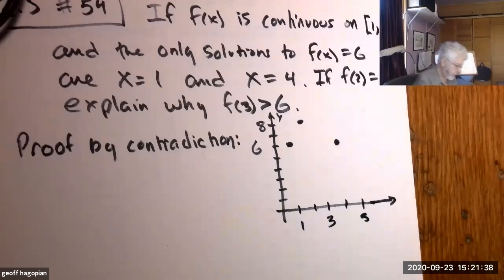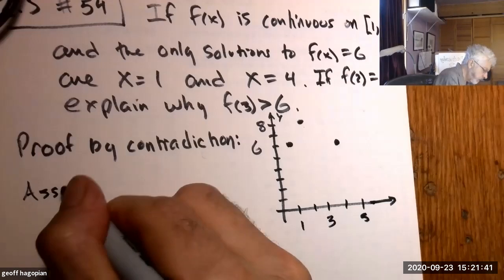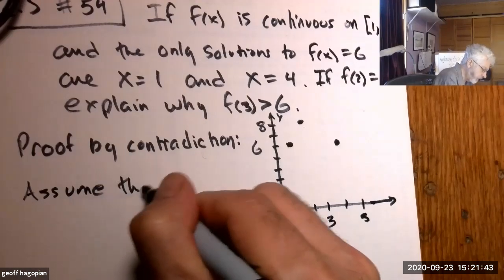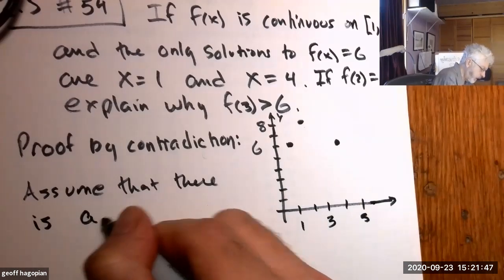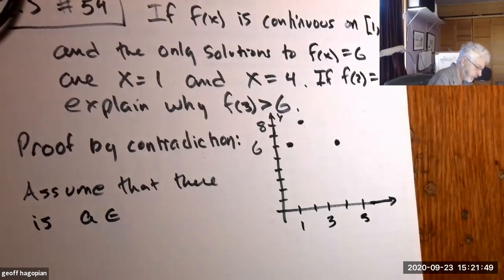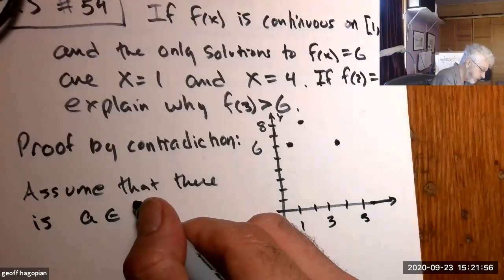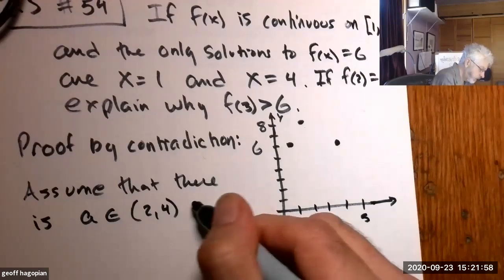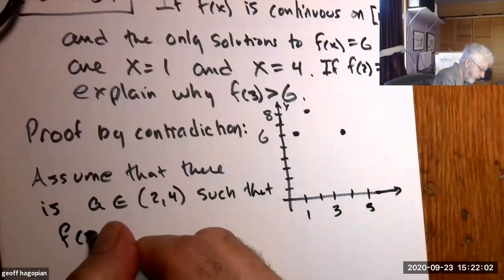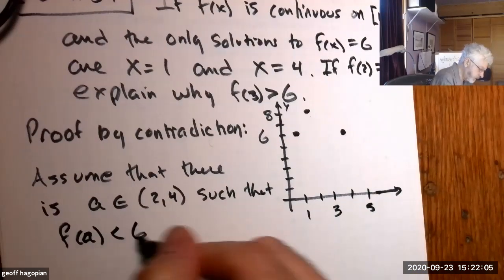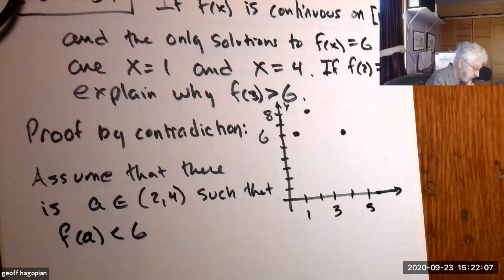So assume that there is a in the interval between 2 and 4 such that f of a is less than 6. Okay.